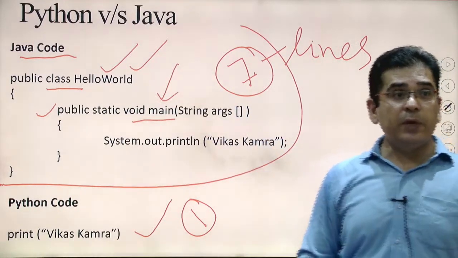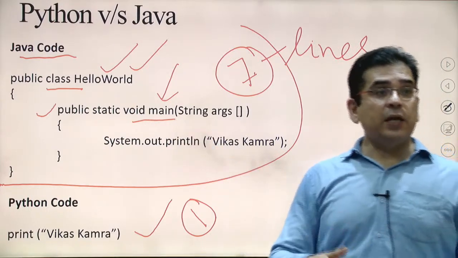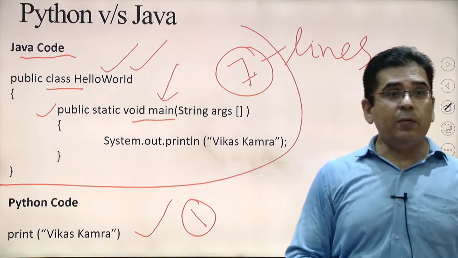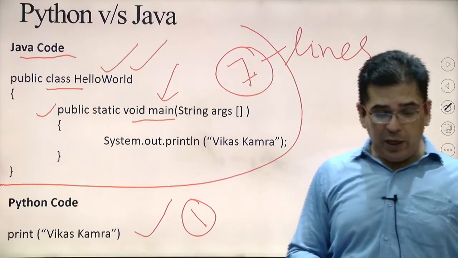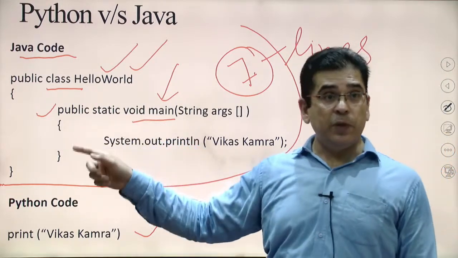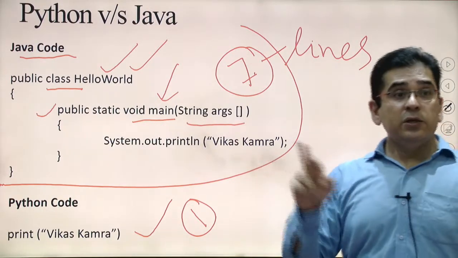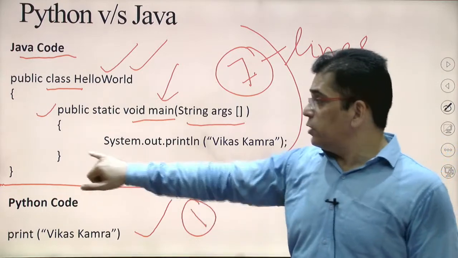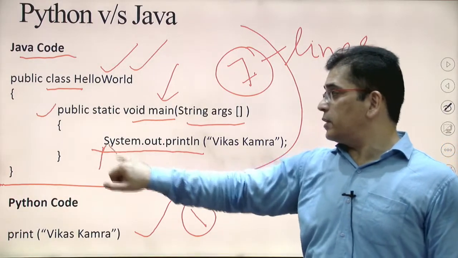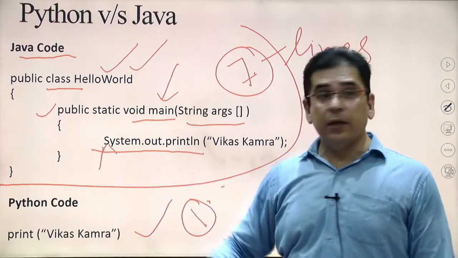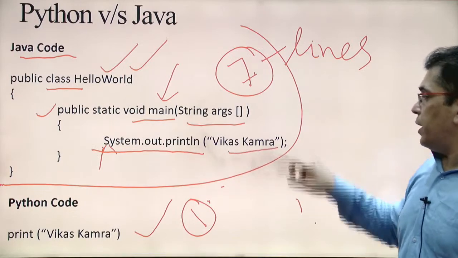Every high level programming language requires the main function. The main function, like public static void main, is a syntax. In C or C++, you define the main function simply as void main or int main, but in Java, within the brackets you have to write the syntax String args and square empty brackets. After that, System.out.println. S should be capital here because it is case sensitive. So System.out.println, and within the brackets I have written my name, Vikas Kamra.